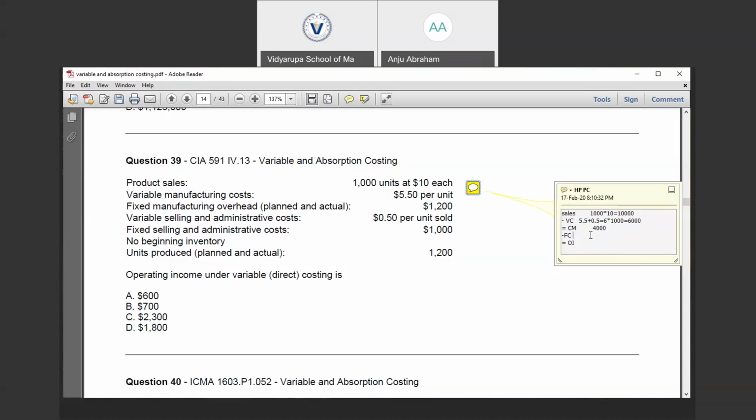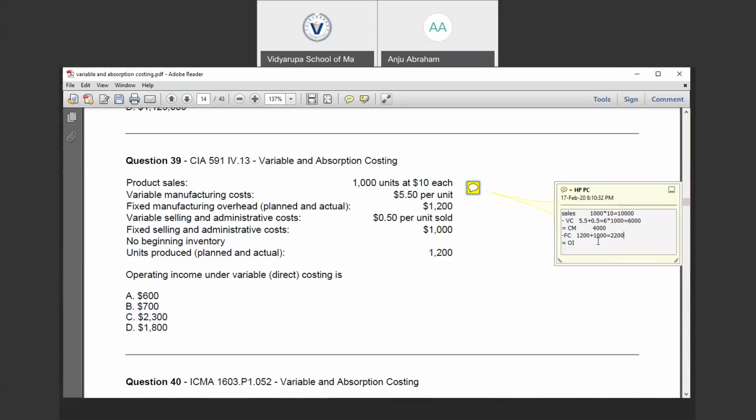And fixed cost. What are the fixed costs? Fixed manufacturing overhead. It is variable costing, so we do not apportion between the ending inventory. We can take this fixed manufacturing overhead as a part of period cost, not product cost. The total fixed manufacturing overhead provided to us is 1,200. It will be expensed as incurred in the variable costing income statement as period cost. And fixed selling and administrative cost total is provided to us, 1,000. So the total fixed cost is 1,200 plus 1,000, which is 2,200.